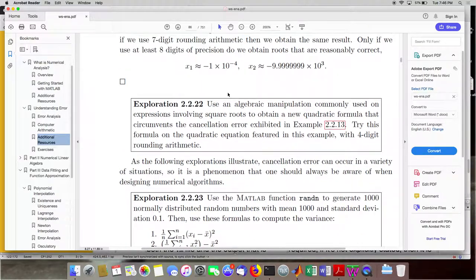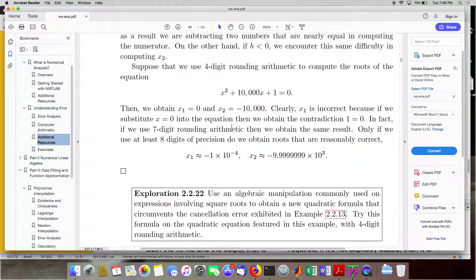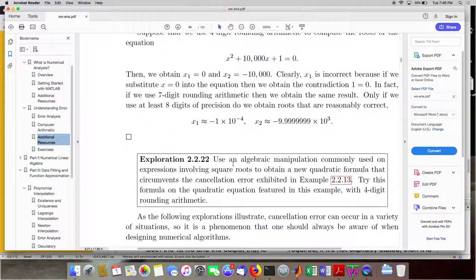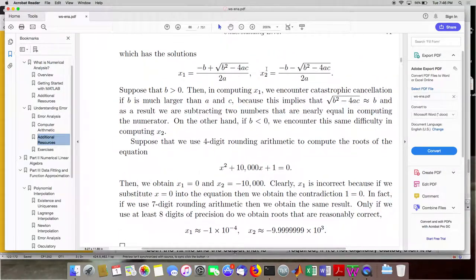If I go back to another problem that you have, one involving a quadratic formula. In the case where b is much greater than a and c, one of these roots is going to be okay, and the other root is going to be bad because of cancellation. In problem 22, when you revamp a quadratic formula and get a new one, which root is bad and which one is good will swap.